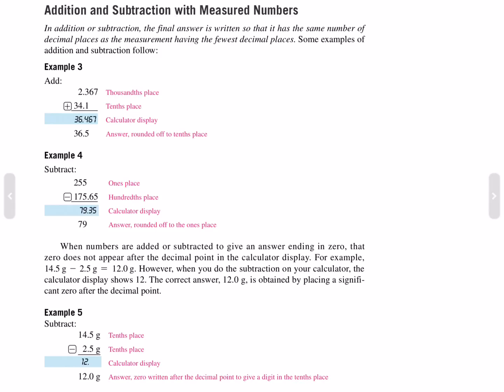14.5 grams minus 2.5 is 12. But since they both go to the tenths place, you have to round it to the tenths place, which is 12.0.